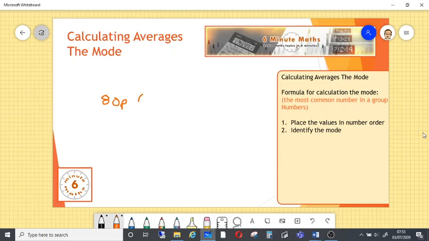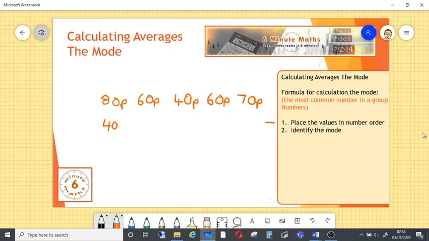The second shop I went to was 60p. The third shop I went to was 40p. The fourth shop I went to was 60p. The fifth shop I went to was 70p. So I've got my values there. There are all the prices of cans of Coke in different shops. So the first thing you do to work out the modal value, or the most common price, would be to put them in number order.